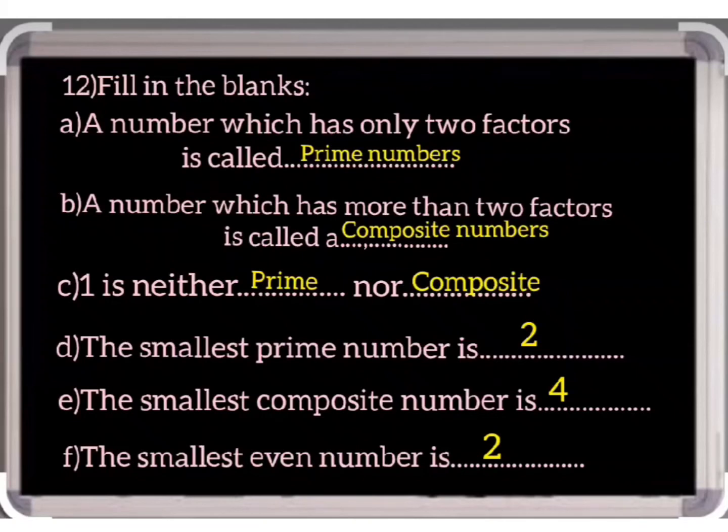E part. The smallest composite number is dash. The smallest composite number is 4. And F part. The smallest even number is dash. The smallest even number is 2.